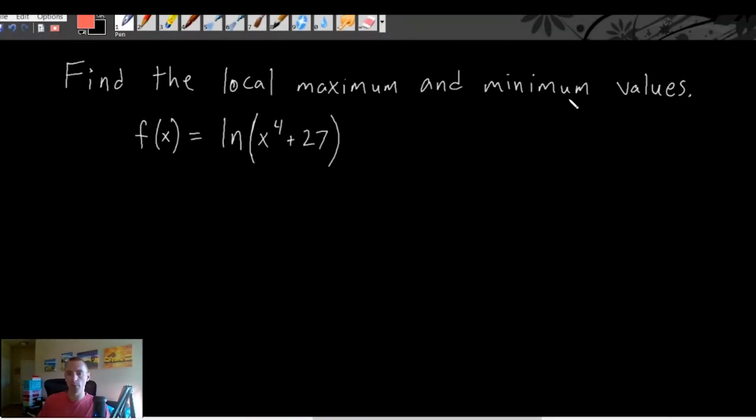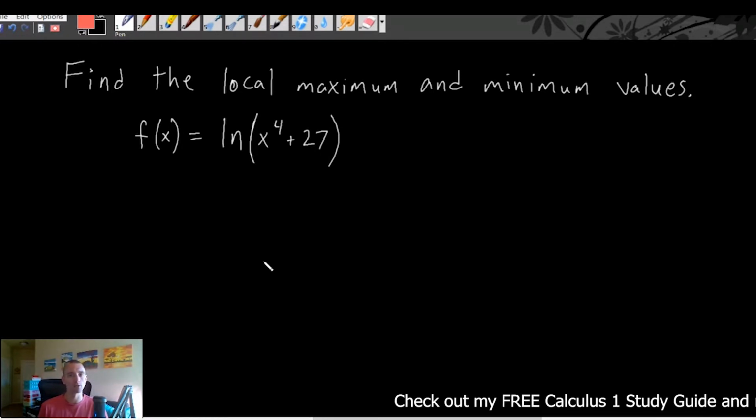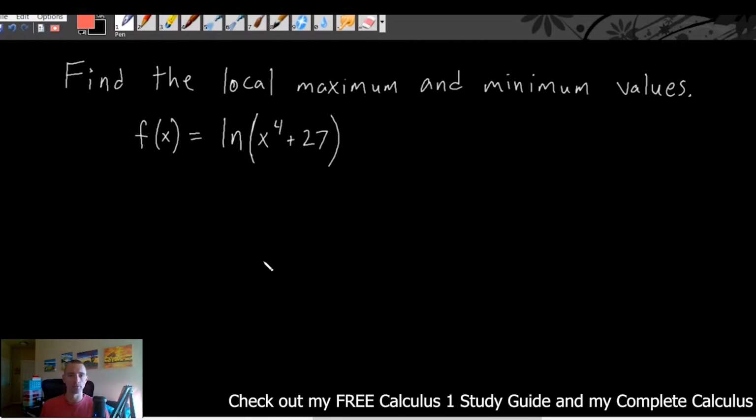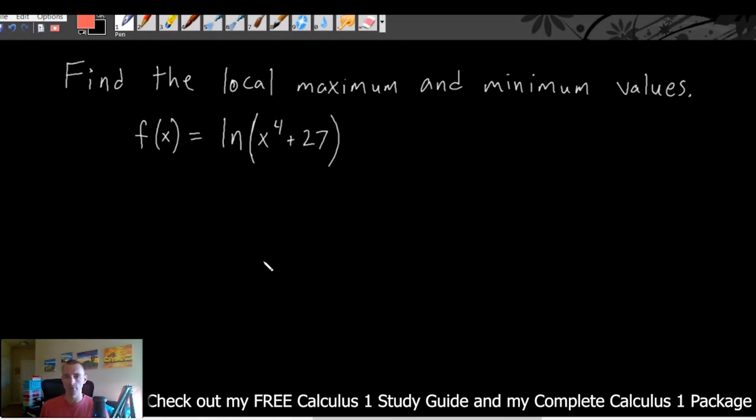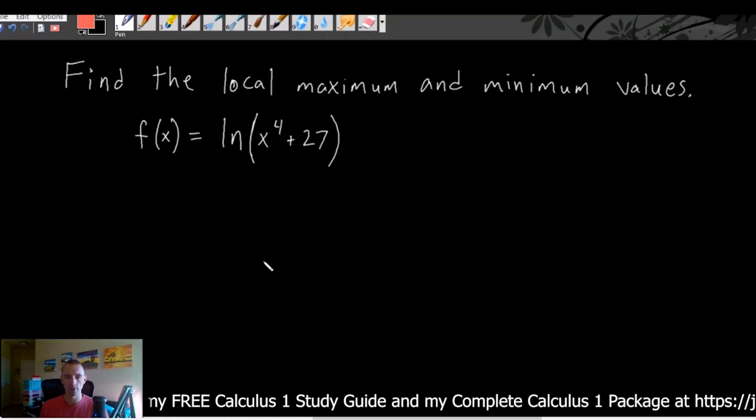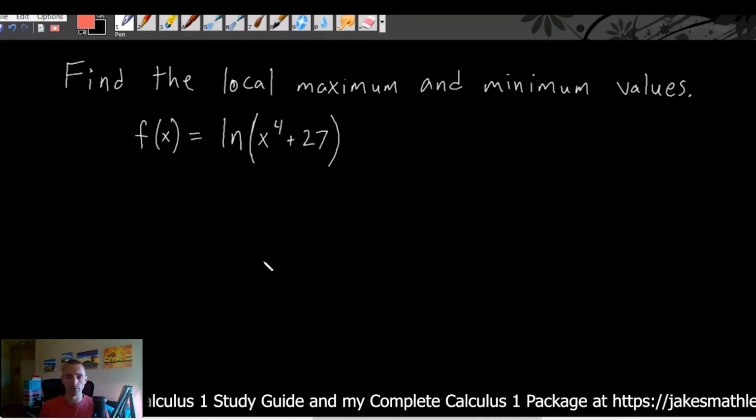Find the local maximum and minimum values of f of x equals ln of x to the fourth plus 27. Okay, I'm going to go a little bit quicker through this problem since I went a little bit slower through that last one. But let's go ahead and go through the same steps here. Whenever you're trying to find local minimum and maximum values of a function, you're always going to start with the critical numbers.